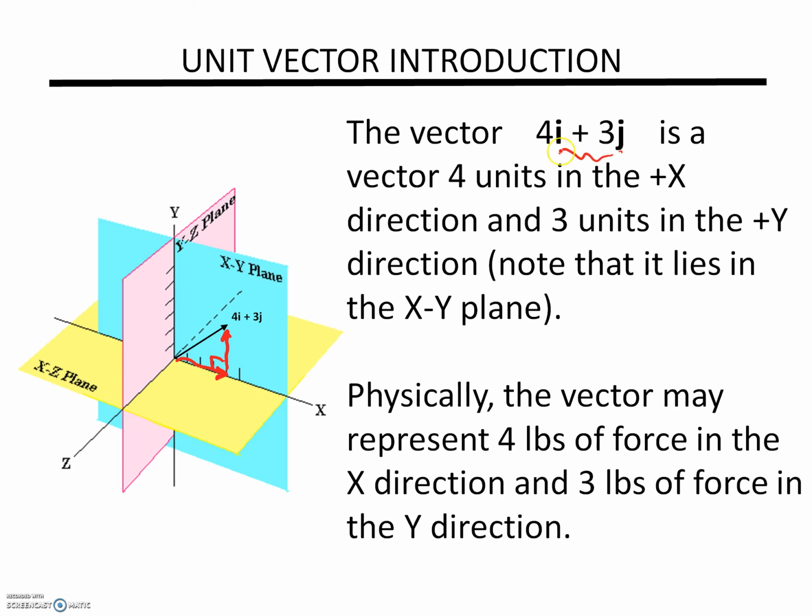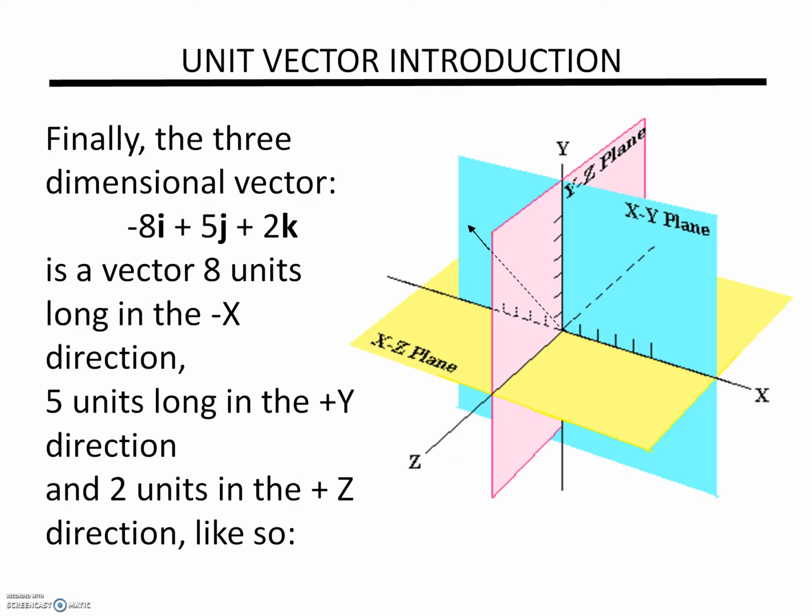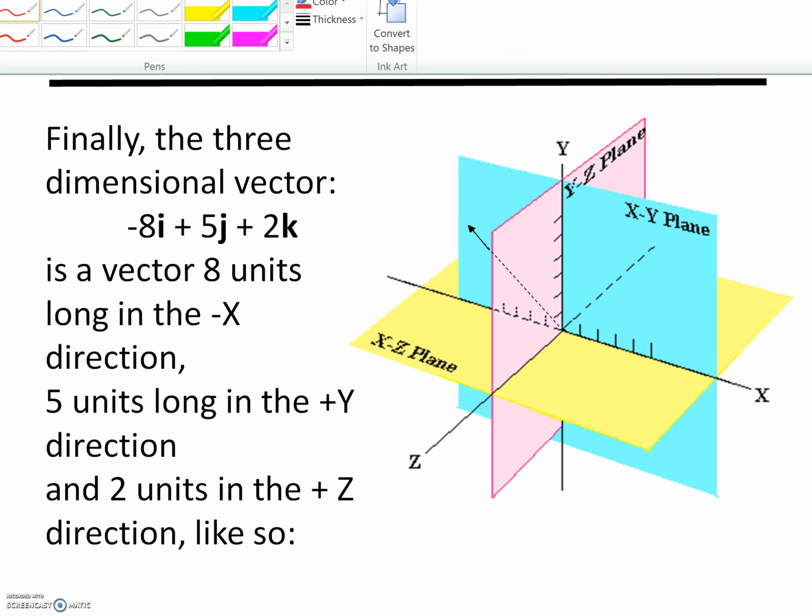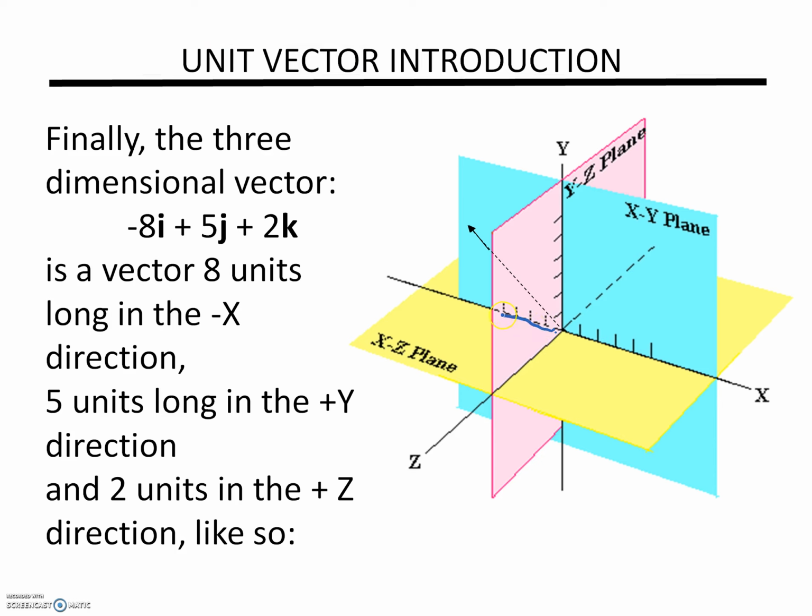Now, the advantage of writing vectors like this is that they can be used directly in equations, which is interesting. Whereas if I said this is 5 pounds at 37 degrees, you can't plug that into an equation directly. This you can. It depends on the operations that are involved, but we'll see how that works. So finally, we'll look at a 3-dimensional vector. Minus 8i, so that's minus 8 units in the X direction. Positive 5j, 5 units in the Y direction. And then positive 2k, that's 2 units coming out of the page in the K direction.